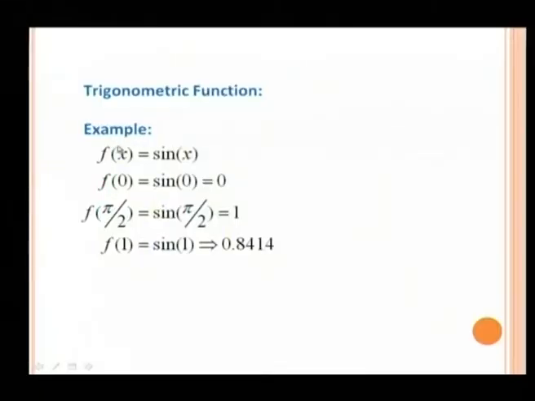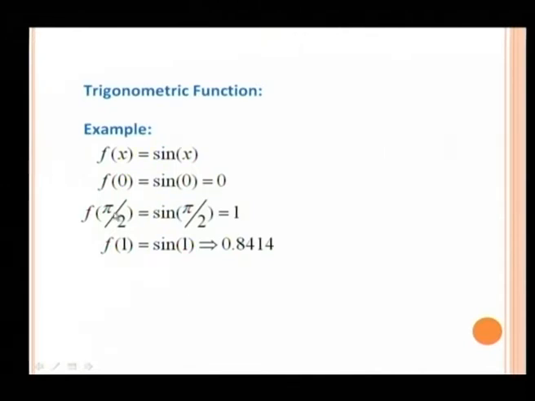You can see the example on the screen. If we have an example f of x is equal to sine of x, where sine of x is a trigonometric value. Now we will find out the value for this function by putting different values of x. For the first case, if we put x is equal to 0, then f of 0 would give you sine of 0, which is equal to 0.